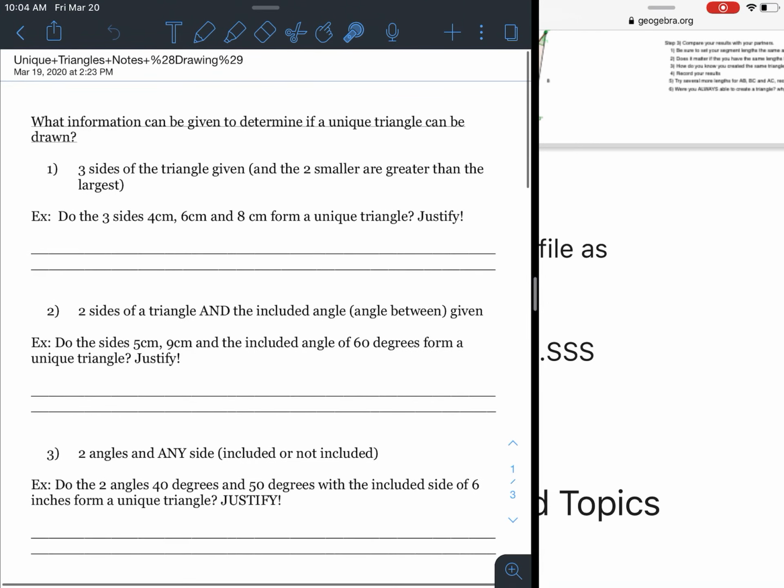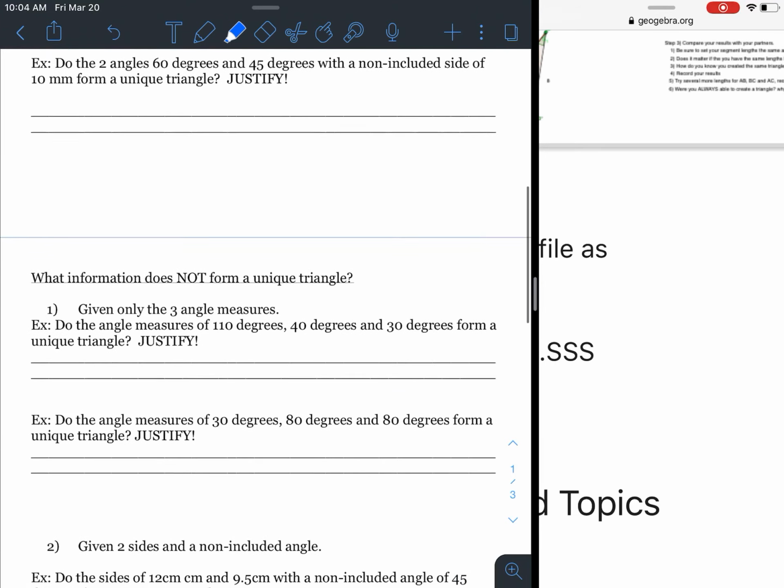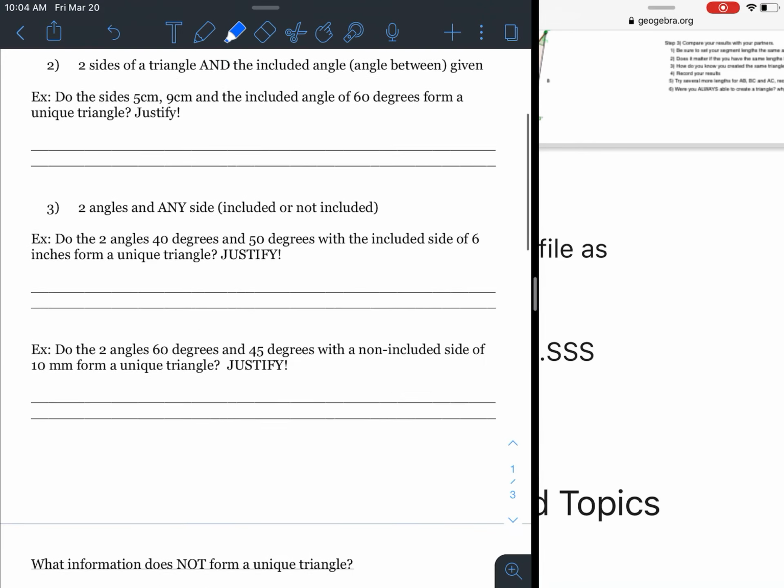So let's get started. These notes are going to be the most helpful for your quiz on Friday when it comes to unique triangles. These are all things that if I told you to draw a triangle with 3 sides and gave you this information, it's either going to form a single unique triangle, or, as we'll see later, more than one triangle, or no triangle at all.